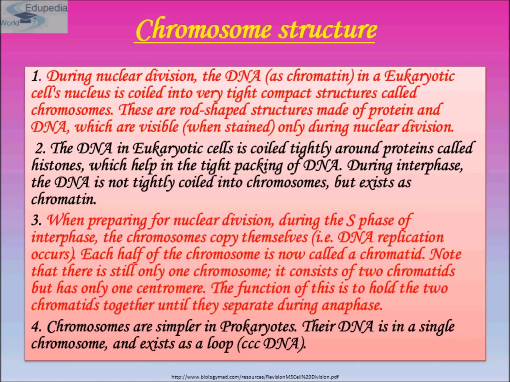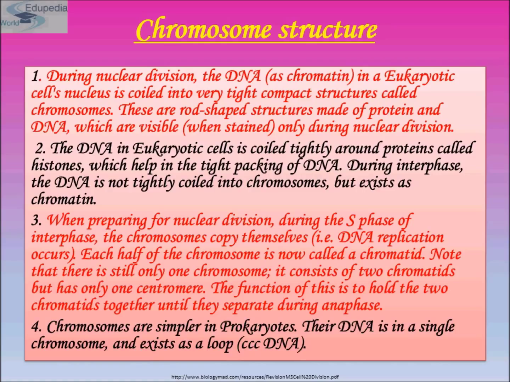Each half of the chromosome is now called a chromatid. Note that there is still one chromosome. It consists of two chromatids but has only one centromere. The function of this is to hold the two chromatids together until they separate during anaphase.